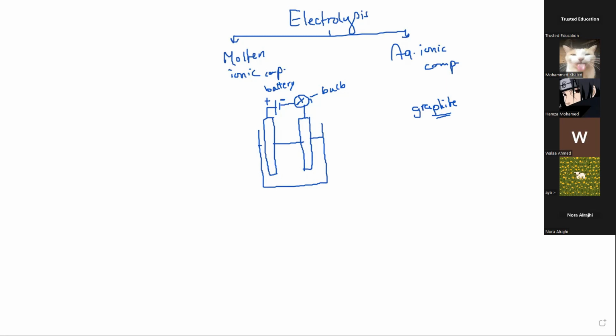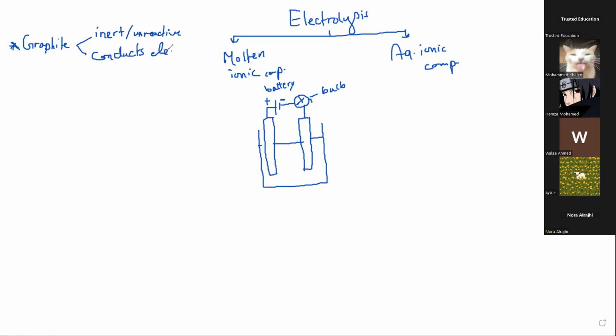Because it conducts electricity well. Very good. But this is not the only reason. This is one of the reasons, but there is another. Excellent. Exactly. Inert or unreactive. So when I start my electrolysis, it will not interfere. It will not take part in my reaction. And the second reason, of course, is that it conducts electricity.